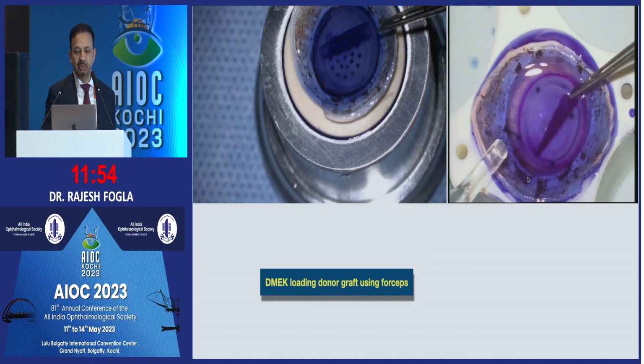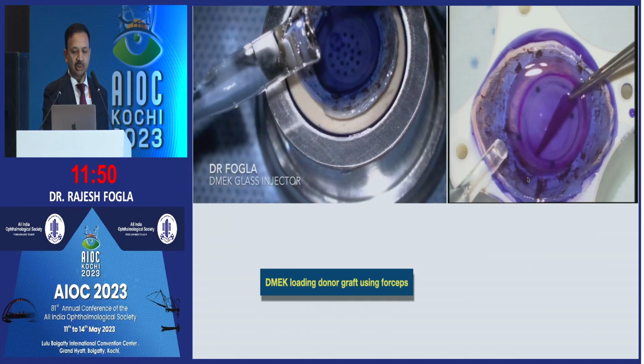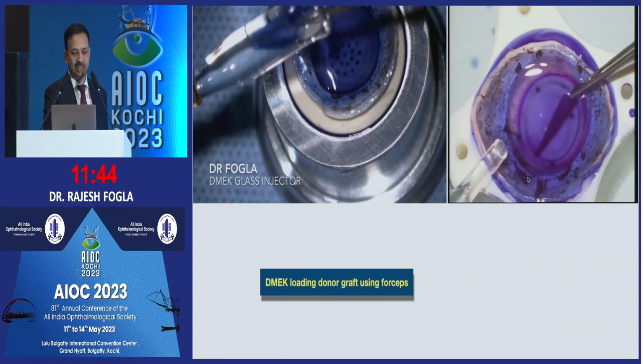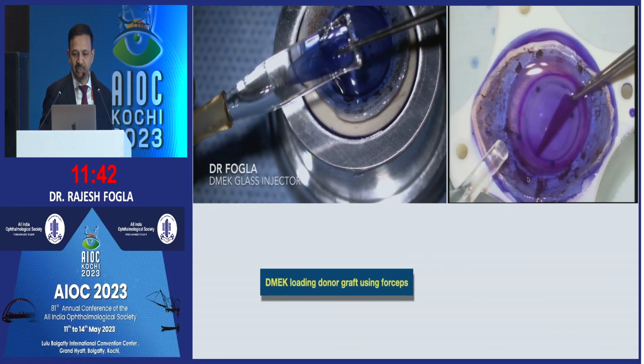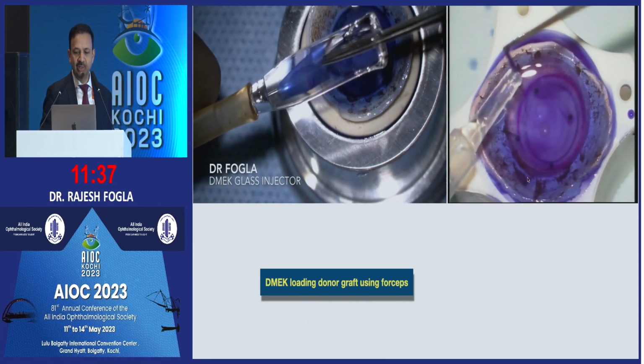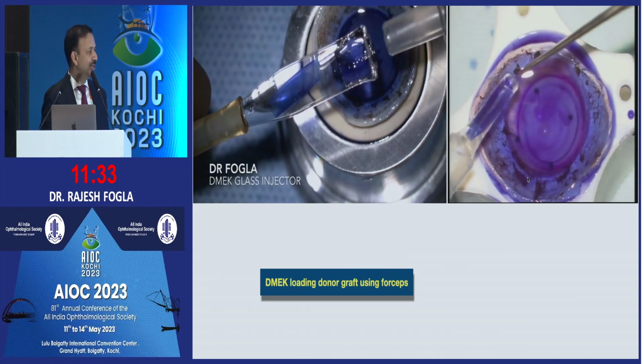There's another way of loading it where you can just hold the donor from one edge. As you lift it up, it becomes like a thread, and then you can just push it inside the cartridge as well, either from the posterior end, or here you will see that I'm loading it from the tip. You can just, by capillary action, it'll just slide into the tip of the injector.